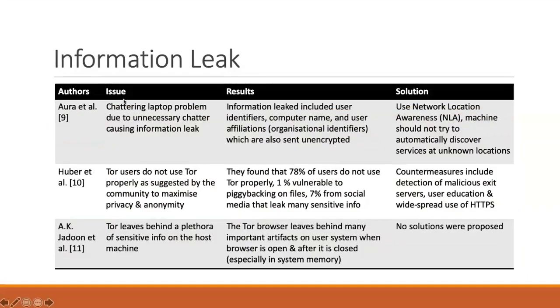Here are the literatures related to information leak. The first paper talks about chattering laptop problem, which stemmed from the unnecessary chatter by the device while trying to discover network services at unknown locations. The second paper found that 78% of users do not use TOR properly, thus leading to piggybacking and social media vulnerabilities. The solution for this is to detect malicious exit nodes, educate users, and use HTTPS for browsing.